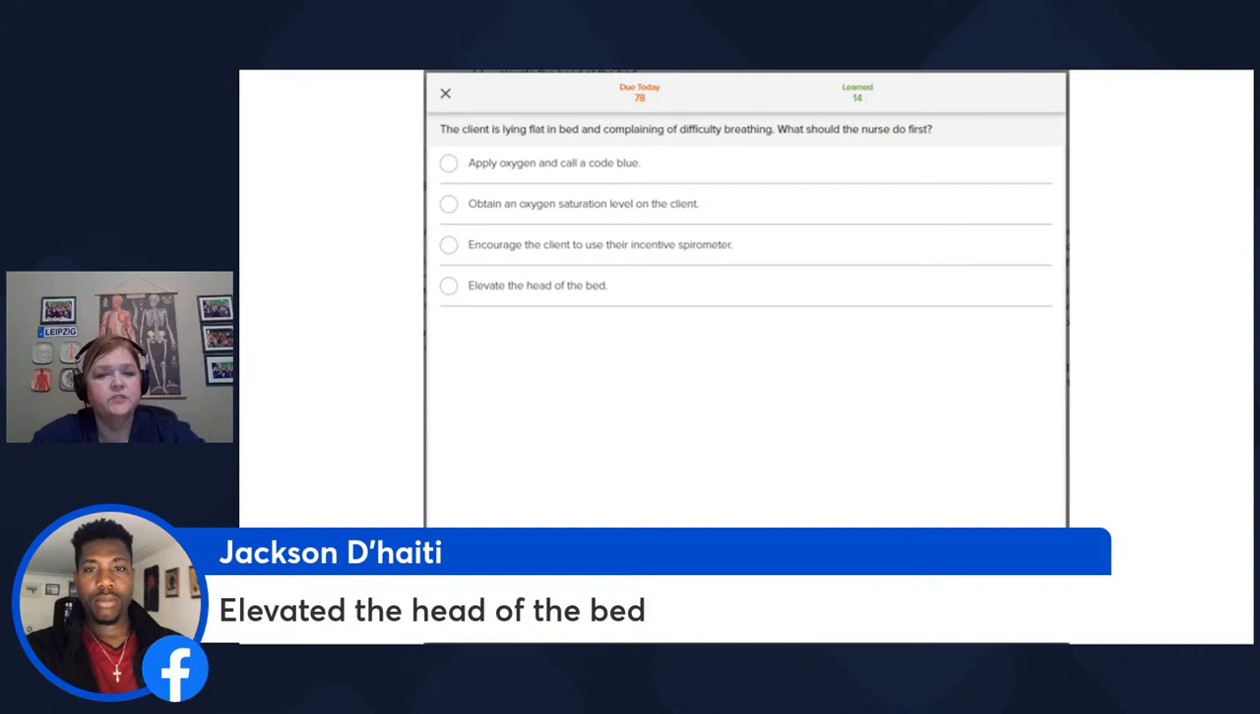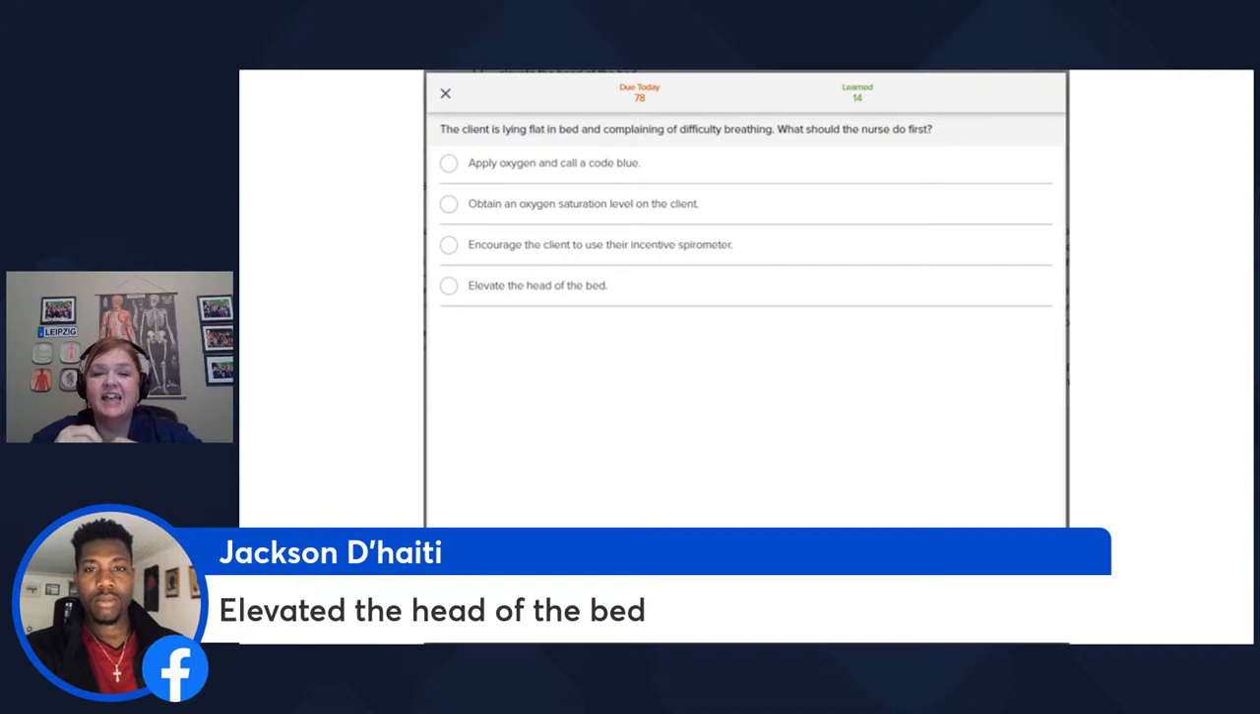Encourage the client to use their incentive spirometry. While that's not wrong, we might have a better answer, let's be sure, because we've got rid of number one. We're not going to call a code. Number two, oxygen sat is not going to fix the problem. Number three could impact the problem, but let's look at number four. You got it. And I've seen some of those answer choices.